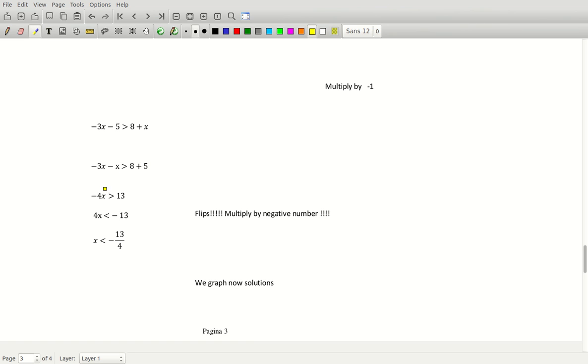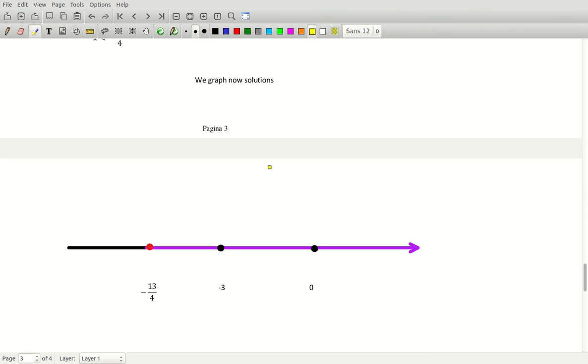Now we can add minus 3x minus x, minus 4x, and 8 plus 5, 13. I obtain minus 4x greater than 13. I multiply by minus 1, so I obtain 4x less than minus 13. Remember, I multiply by a negative number, so I have to flip the inequality sign. I divide by the coefficient of x, 4, and I obtain x less than minus 13 over 4. Solution is here, minus 13 over 4.